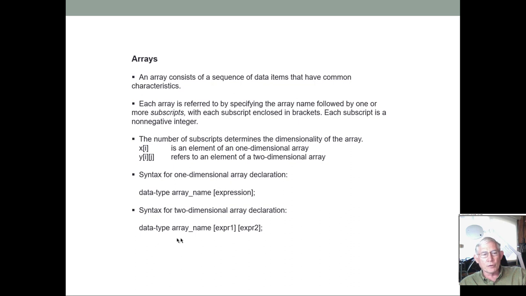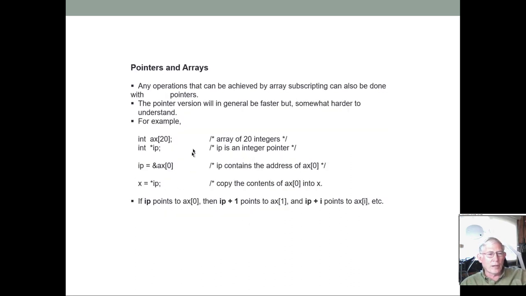And even two-dimensional arrays are immediately turned into pointers, and the first size is the size between each element of the second range. I don't know if that makes sense, but it's done row column, and basically it knows how to multiply things out to get to the right place. Okay. So any operation that can be achieved by array subscripting can also be done with pointers. The pointer version will in general be faster, but a little harder to comprehend. And that's why we often do use arrays, even though C basically converts them to pointers internally.